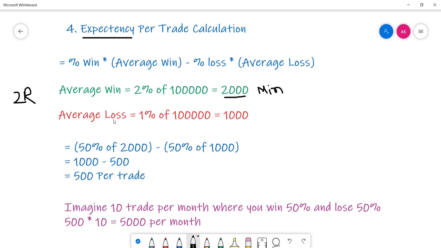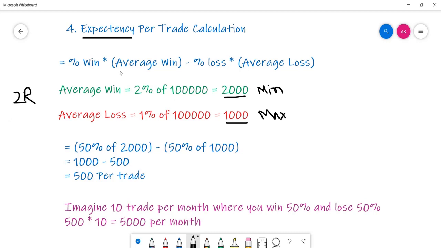What is my average loss? How much maximum can I lose? It's 1% of our capital, so that is 1,000 rupees. Remember, this is the max. We will not make our loss beyond 1,000 rupees, but when we win, we can make a profit of more than 2,000 rupees because this is the minimum.